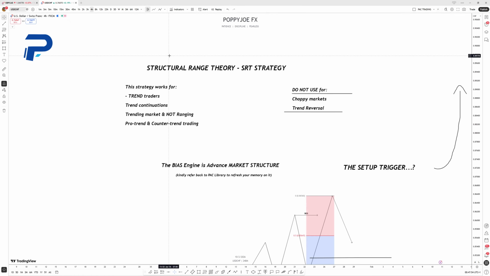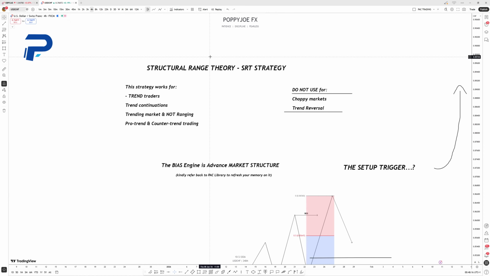And I'll be starting with the structural range strategies. Okay, under the structural range strategy, there are so many strategies that you can build under it. And of course, I will show you how you can get these setups easily. Okay, you being a trader, you need to know exactly what you are looking for, and this is exactly what this is going to solve.